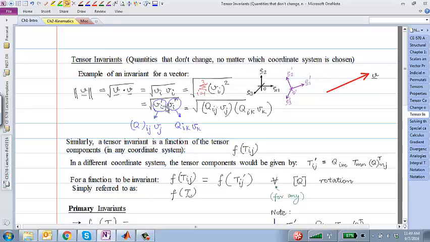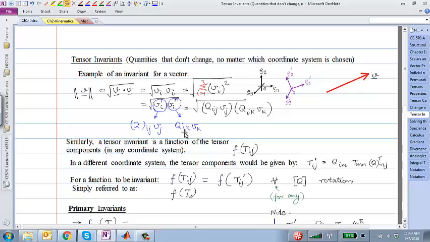Further, I changed something here. It was Vi prime, but I'm writing it as Qij Vj. Why is that? Because J here is repeated and the free index in this expression is I. So this free index and this free index have to be the same between this blue expression. Similarly, for this guy, I have K as the repeated index.